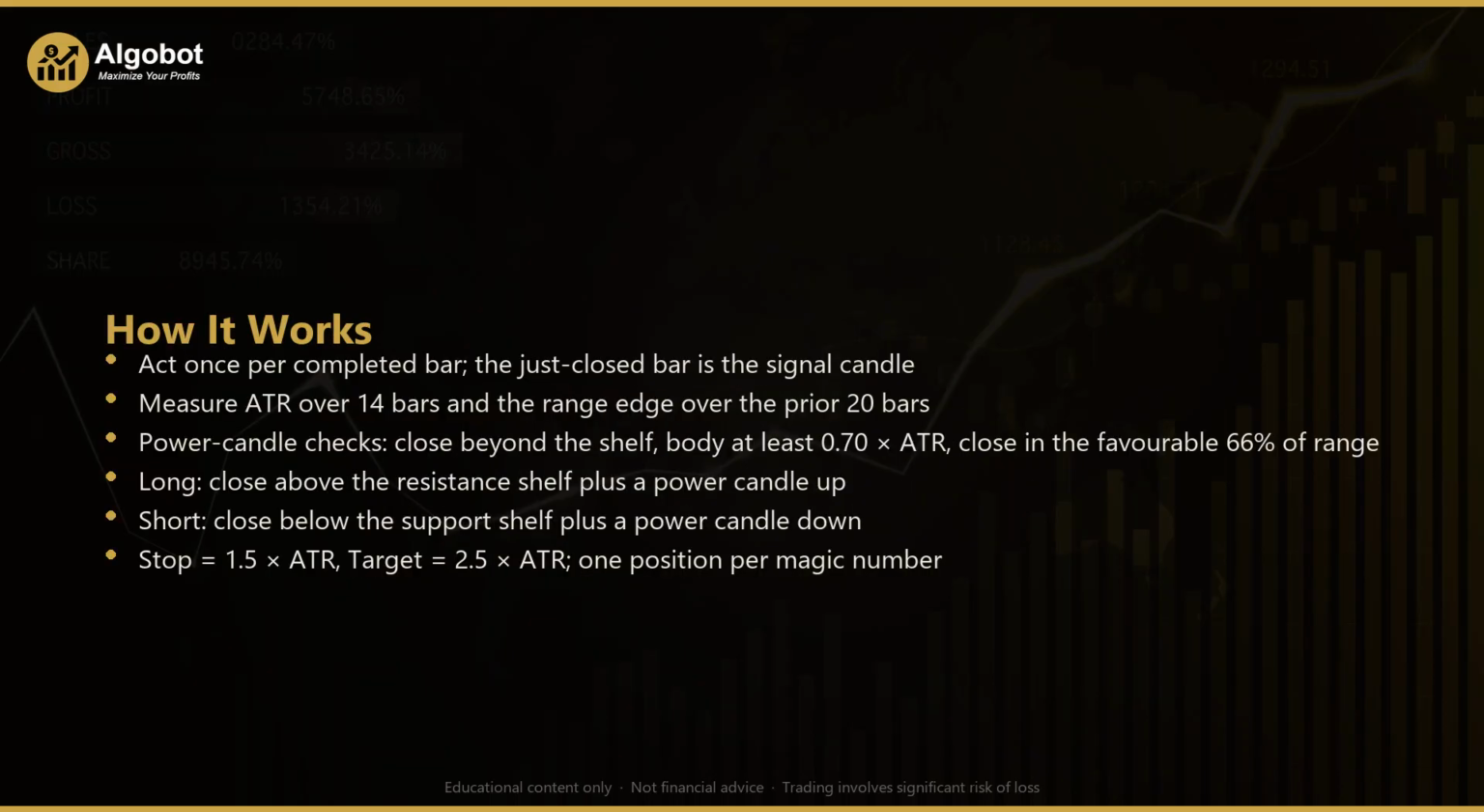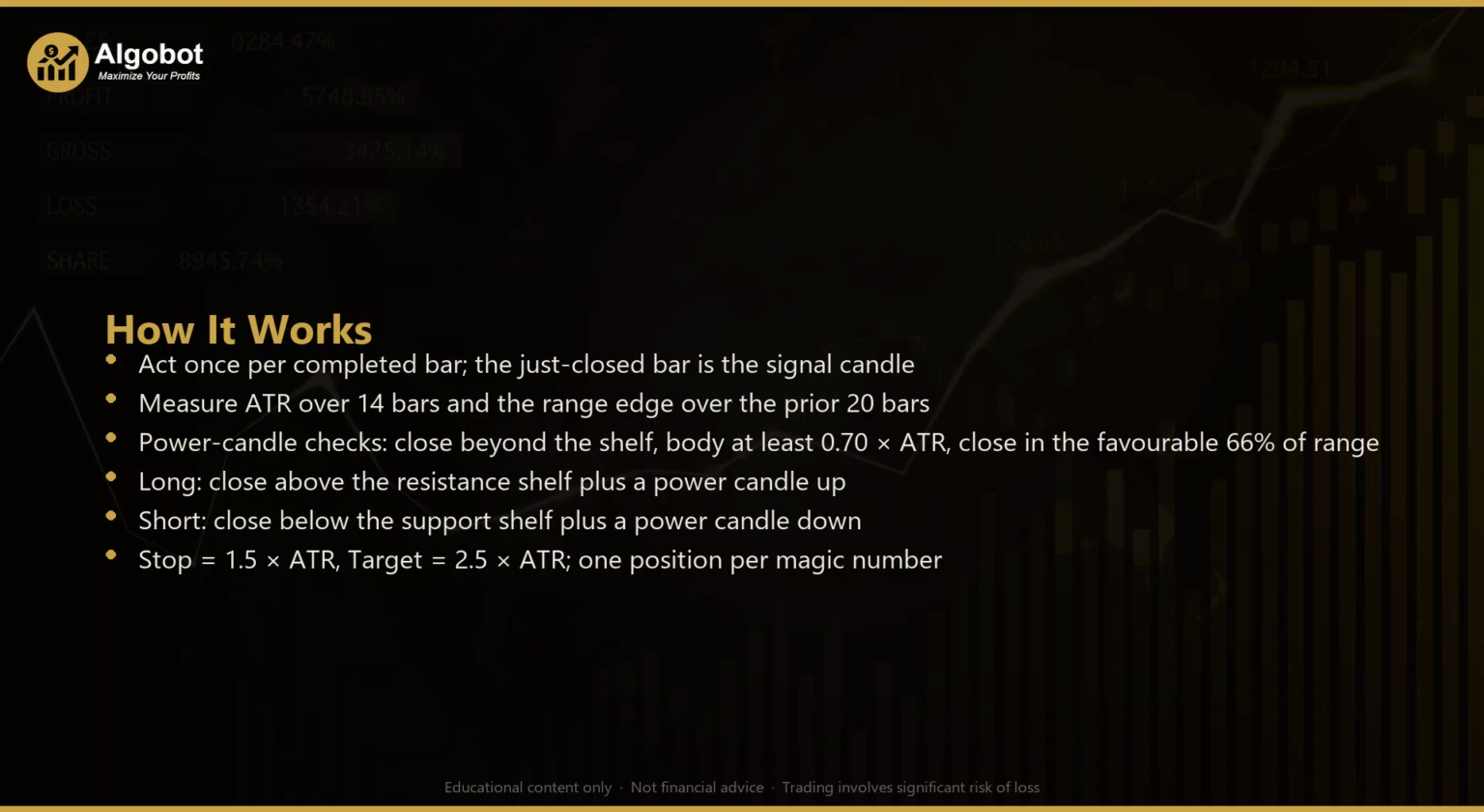Now let's walk through the logic step by step. The expert advisor only acts once per completed bar, so it ignores the noise of every tick and waits for a candle to fully close before making any decision. When a new bar opens, the bar that just finished becomes the signal candle, and the strategy lines up everything it needs around that candle. First, it calculates the average true range over the chosen period, 14 bars by default, to understand the current level of volatility. If that value is not valid, it simply waits.